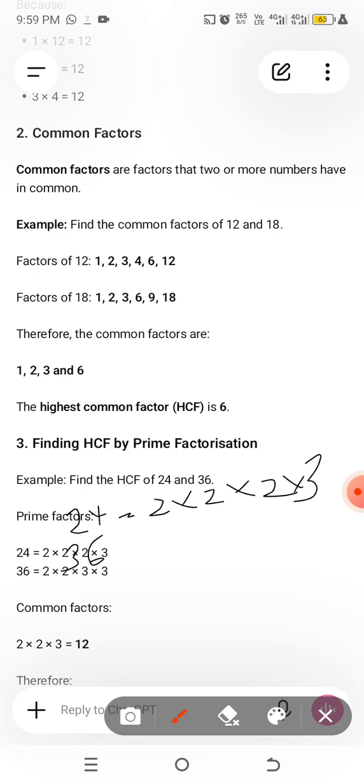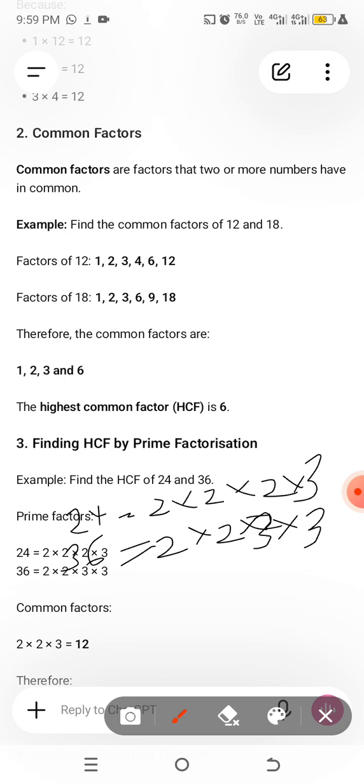Now 36. 2 times 2 will definitely go 4. 4 times 2, 8. 8 times 2, 16. Wait, there's a mix up somewhere. This third 2 will not be there because it cannot go further. So 2 times 2, 4. 4 times 3, 12. 12 times 3, 36.